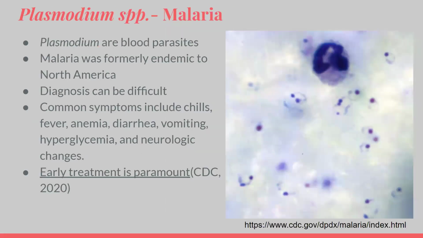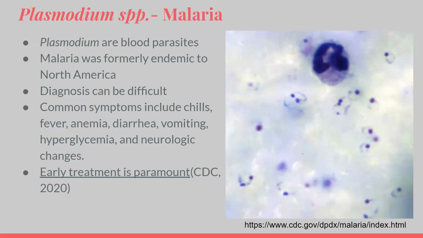The third eukaryotic parasite we're going to look at today is Plasmodium spp. So just in case anybody doesn't know, spp here actually means something in Latin. It escapes me at the moment, but it essentially means Plasmodium and the species that are associated with this genus. Plasmodium is also known as malaria, and they are blood parasites. And malaria is formerly endemic to North America, but preventative measures have been successful in stopping this kind of transmission.